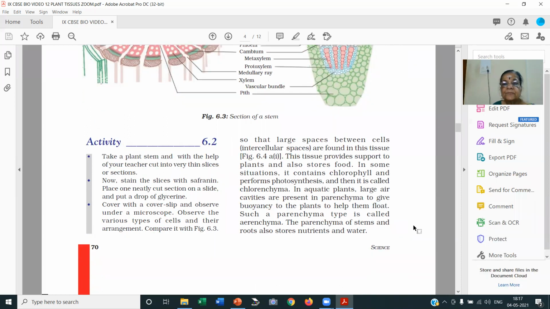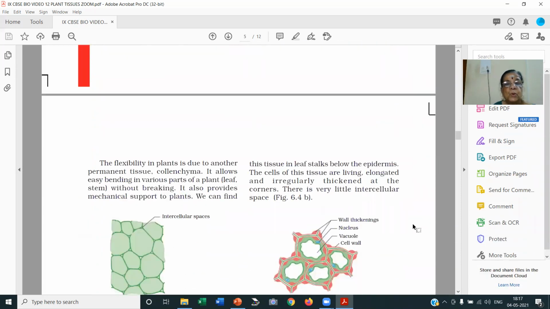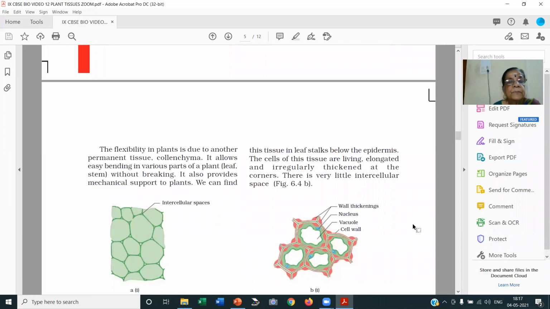The next one is about collenchyma. The flexibility in plants is due to another permanent tissue, collenchyma.